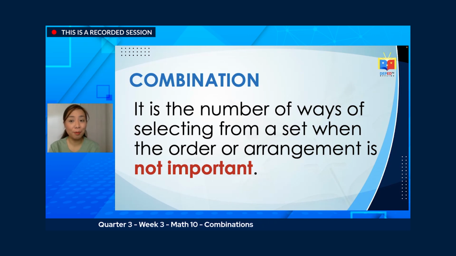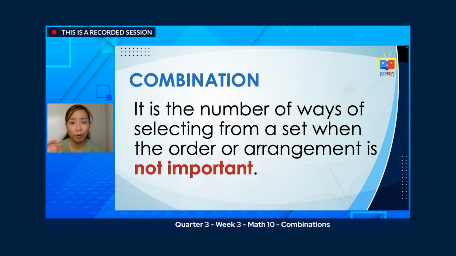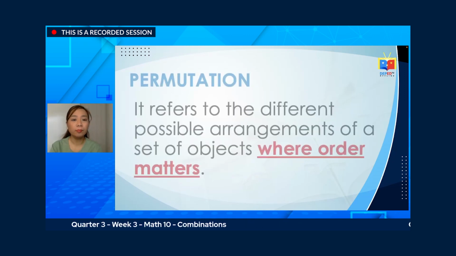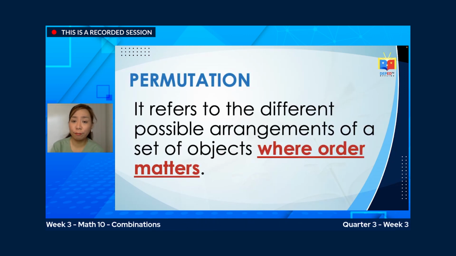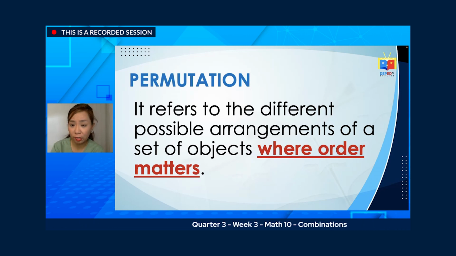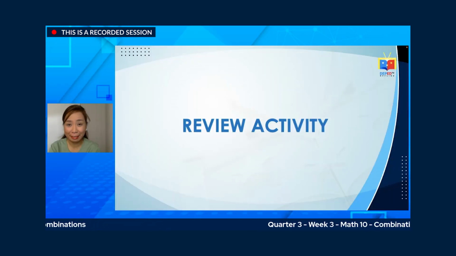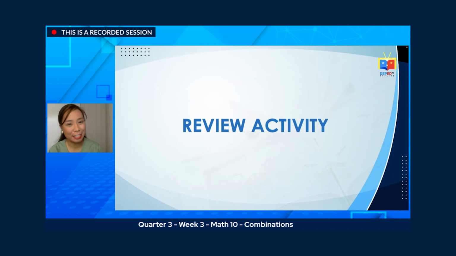Combination is the number of ways of selecting from a set when the order or arrangement is not important. Order arrangement does not matter. Also, permutation refers to the different possible arrangements of a set of objects where order matters. So always remember the two, combination and permutation. Now, with that in mind, let's have another review activity.